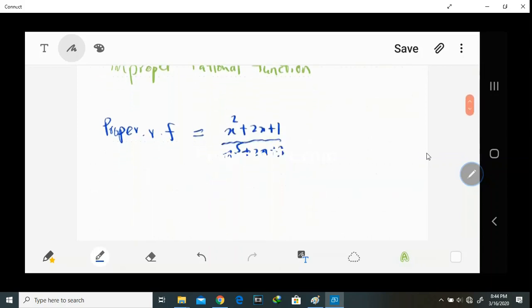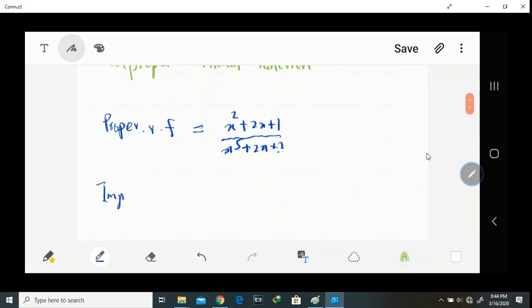And what's an improper rational function? It's the opposite. It's basically if the powers are equal or greater. If the power in the numerator is equal to or greater than the denominator, we call it an improper rational function. For example, let's say x to the power 5 plus 2x plus 3 divided by x to the power 5 plus x plus 4. This is an example of an improper rational function.